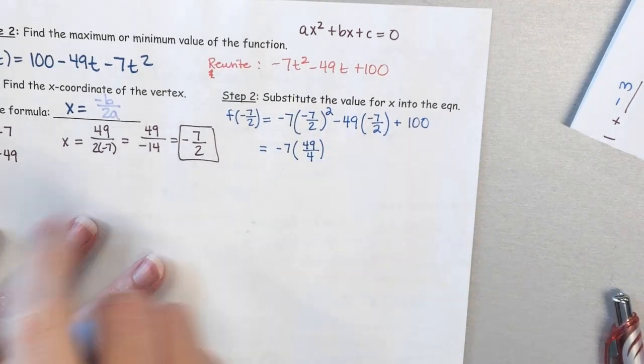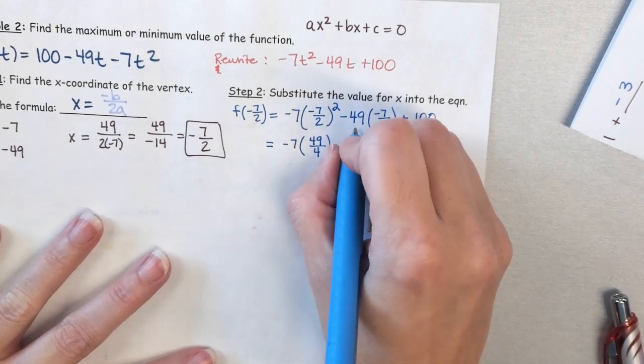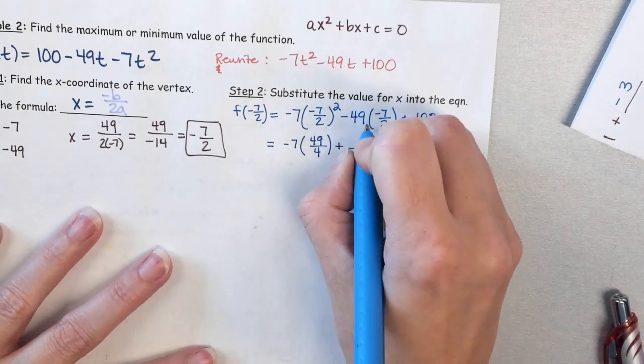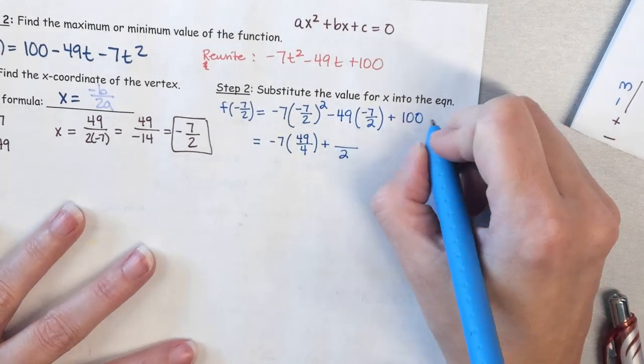So this rule is one that I feel like most people need to be reminded of. Whenever you have a fraction and a whole number, what part do you multiply by? Yep, the top by the whole number. Okay, so we're going to do 49 times 7.